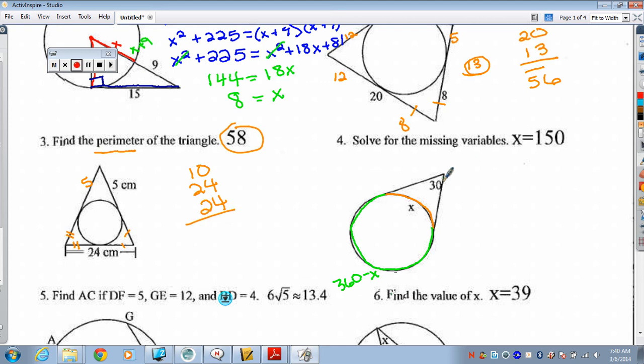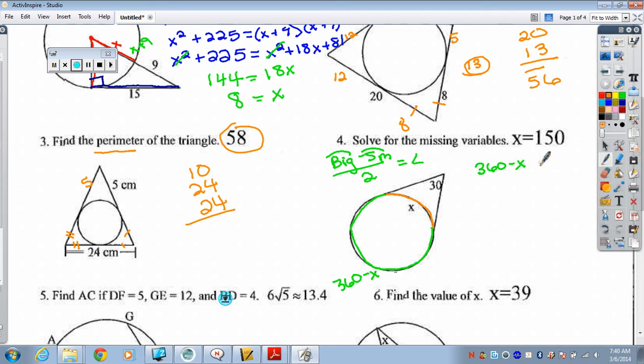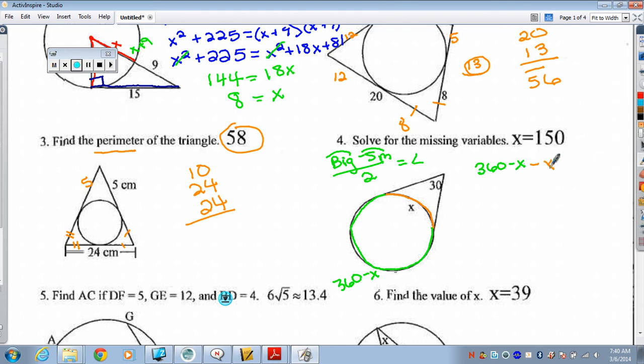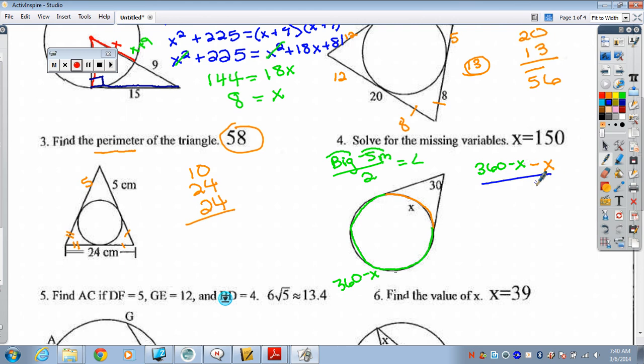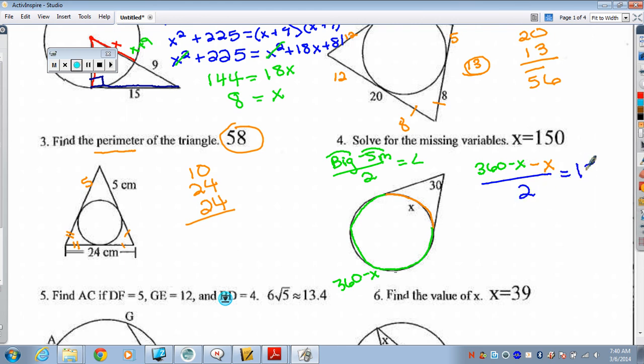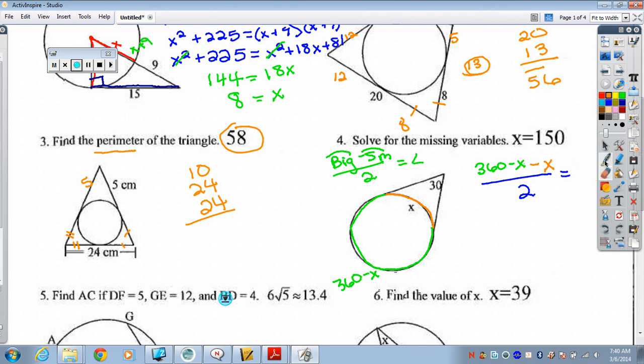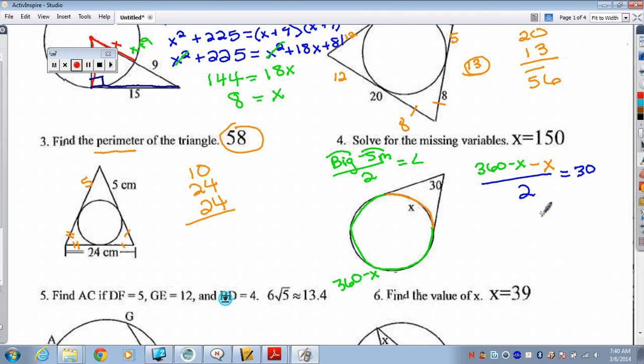Remember that when your vertex is outside the circle, you're going to say the big arc minus the small arc divided by 2 equals the angle. In this case, the big arc is 360 minus x. So we have 360 minus x minus the small arc, which is x, divided by 2 equals the angle, which is 30. When you do the algebra, this is going to be 360 minus 2x equals, cross multiply, 60, x equals 150.